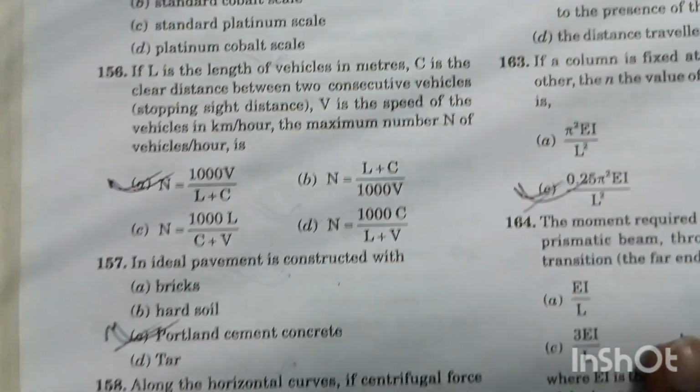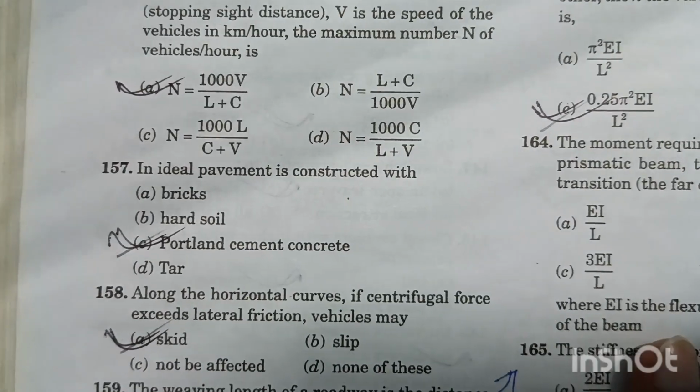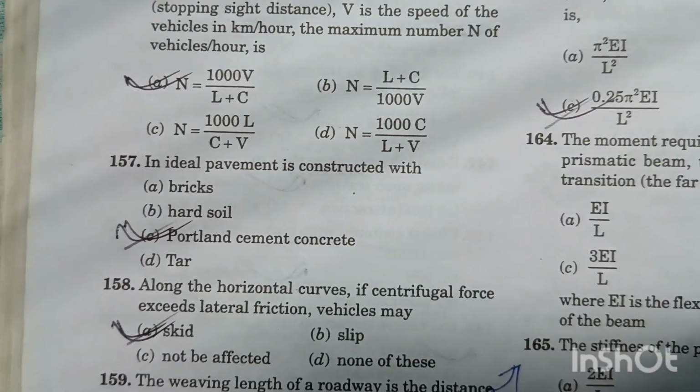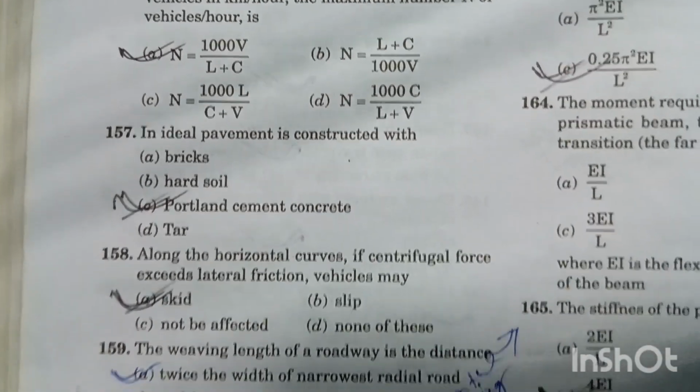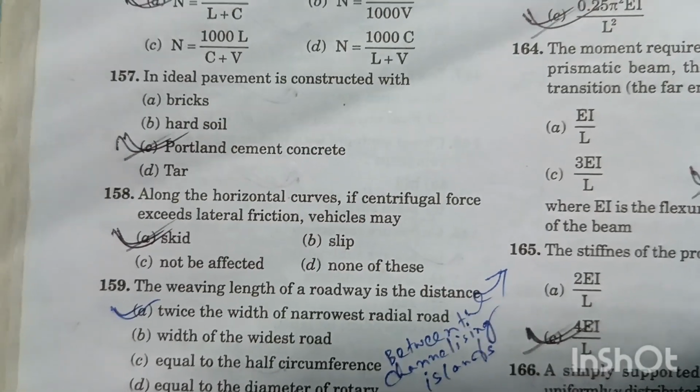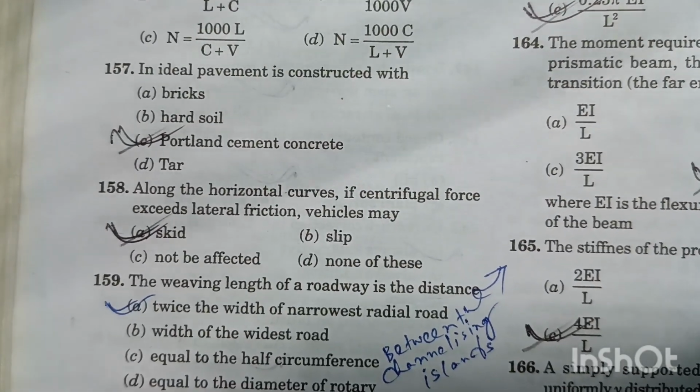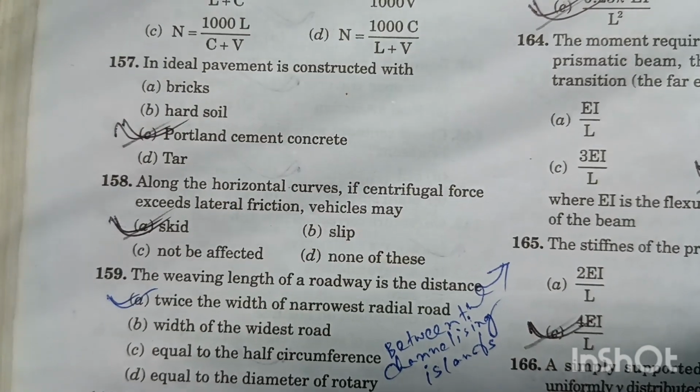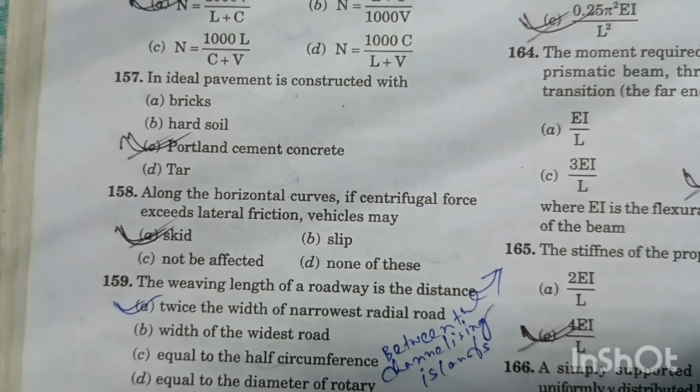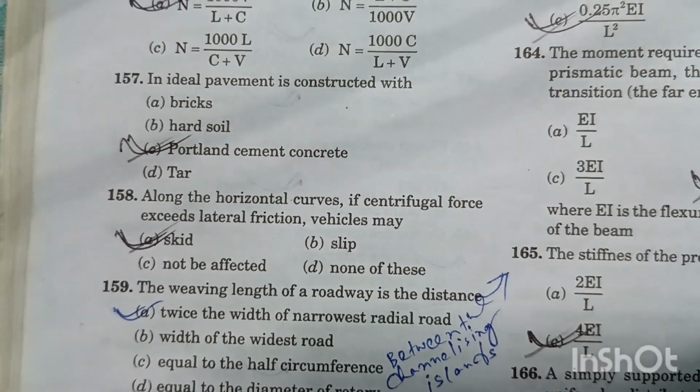Question number 157. The ideal pavement is constructed with Portland cement concrete. Option C is the right answer. Question number 158. Along the horizontal curves, if centrifugal force exceeds lateral friction, the vehicle may skid. Option A is the right answer.